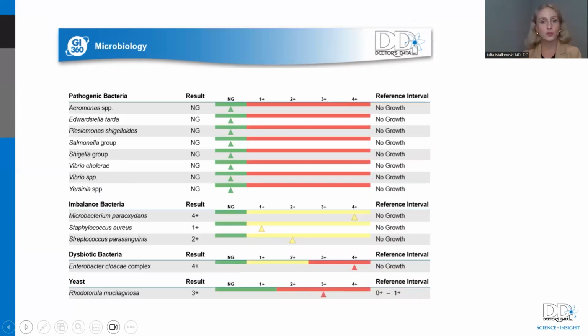Here we have our microbiology page, and this page provides a wealth of information. The first section is going to be the pathogenic bacteria. We're always looking through for Aeromonas through Yersinia, so that will always be reported as you see here. And then the rest of the report will be individualized for your patient. I've never seen any two reports alike, so this is an excellent opportunity for individualized medicine. The imbalanced bacteria do not necessitate treatment. Those are taking up space in the colon. We do not treat them. But the dysbiotic bacteria and yeast outside the reference interval do have treatment, and we'll take a look at that at the end of this report.